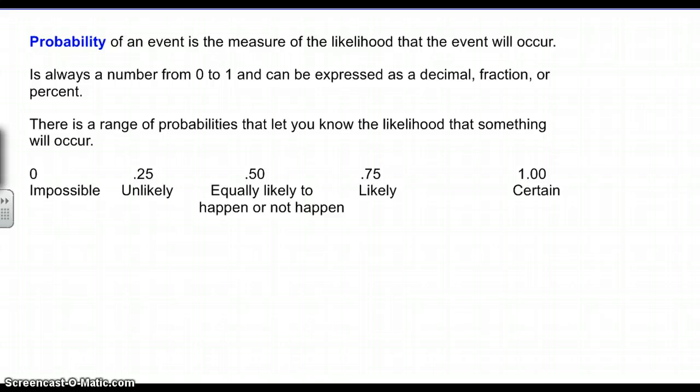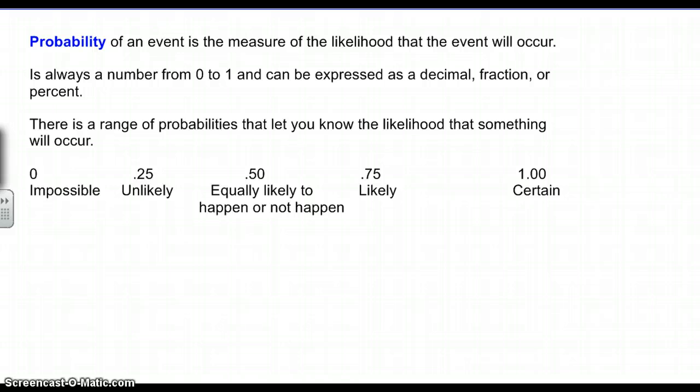Now, probability of an event is the measure of the likelihood that it will occur. You want to know if it's going to happen. What are the chances that it's going to happen? Probability is always a number from 0 to 1, and you can express it as a decimal, a fraction, or a percent. There's a range of probabilities that let you know how likely something is to happen.